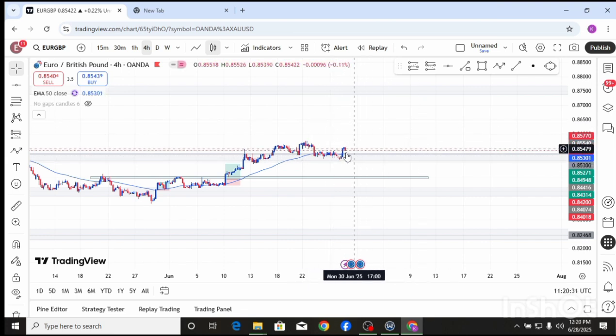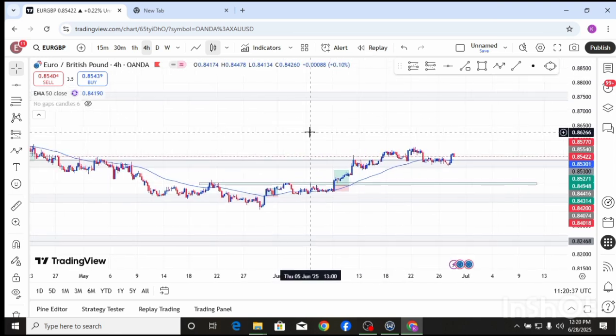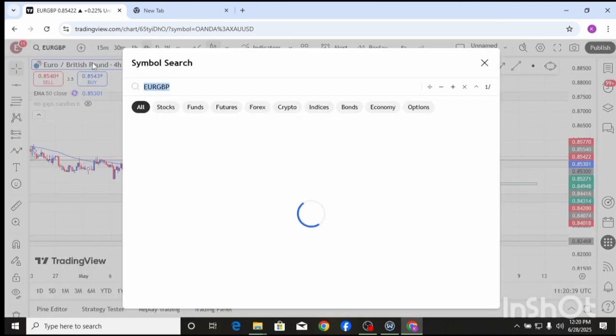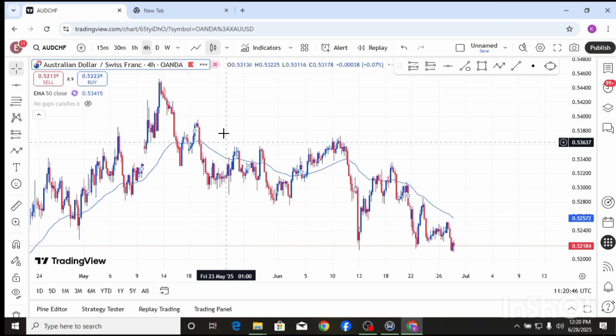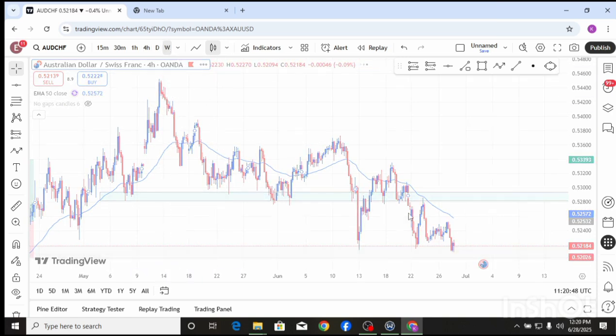No. So I'm expecting the market to have a small or a series of price action within here, consolidation, before it continues to the upside. So I'm also interested in Euro GBP. So for the next pair that we're analyzing, that is AUD CHF.